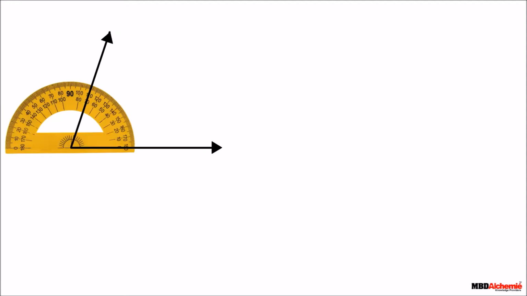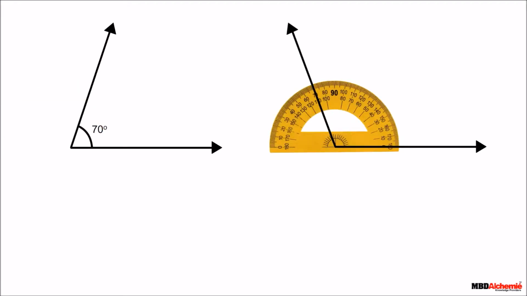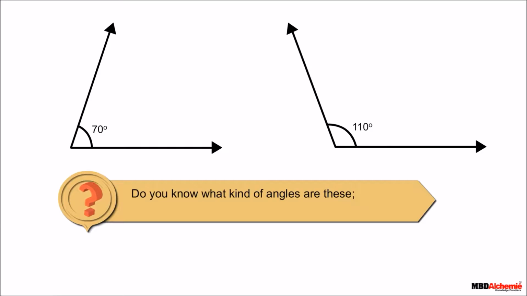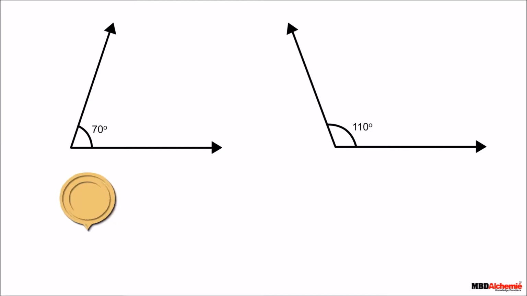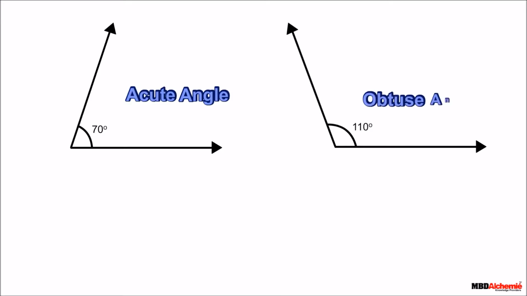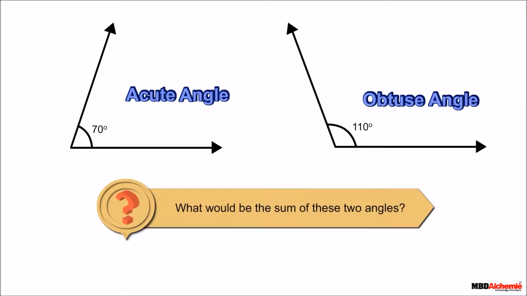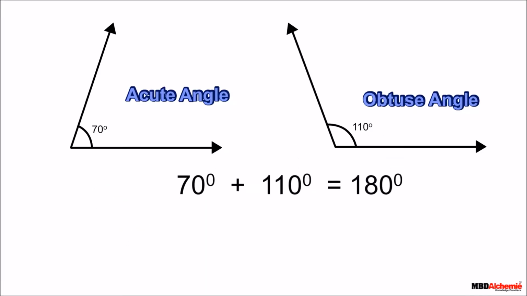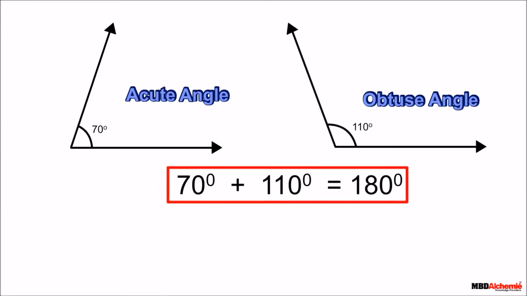Let's draw two angles that measure 70 degrees and 110 degrees. Do you know what kind of angles these are? Acute, obtuse, right or straight angles? The angle 70 degrees represents an acute angle and the angle 110 degrees represents an obtuse angle. What would be the sum of these two angles? The sum of the given angles is 180 degrees. And if the sum of the measure of two angles is 180 degrees, then the angles are called supplementary angles.